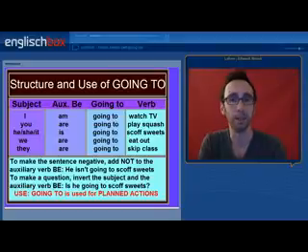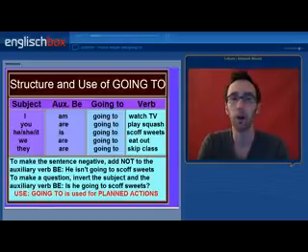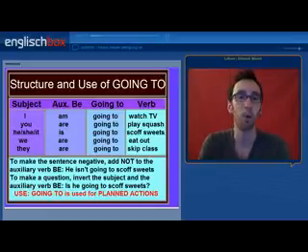We start with the subject, so I, you, he, she, it, we or they. And then we have the auxiliary verb to be. Then we have going to. And finally we have the main verb. So for example, I am going to watch TV. You are going to play squash, he is going to scoff sweets, we are going to eat out, and they are going to skip class.